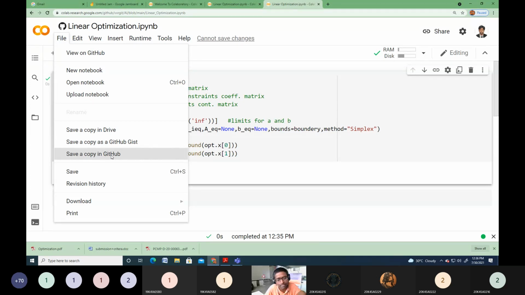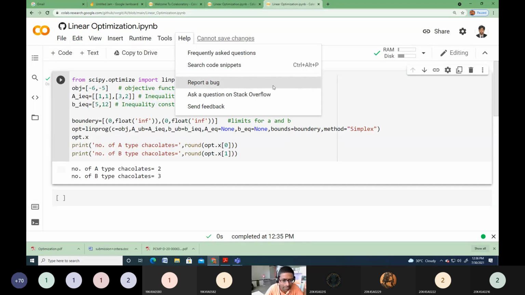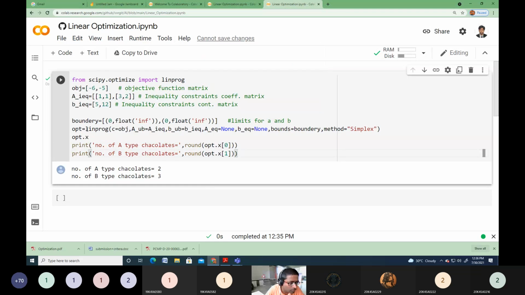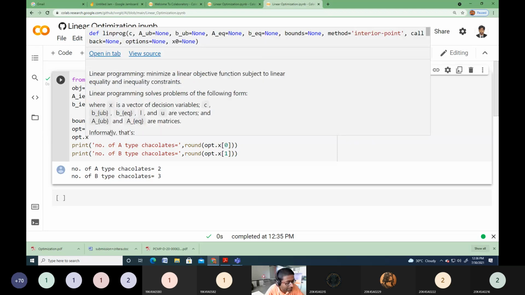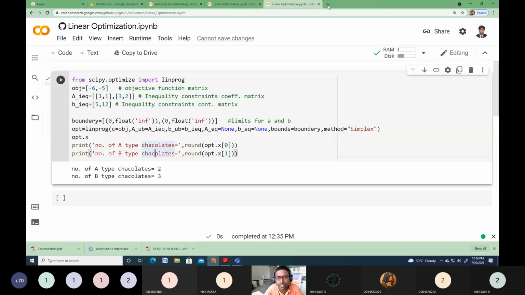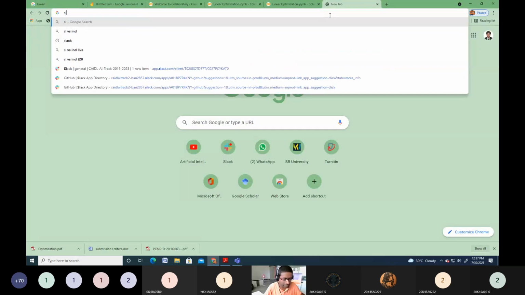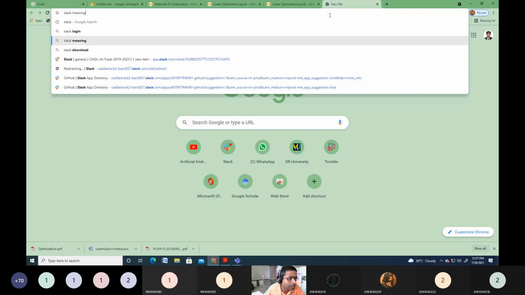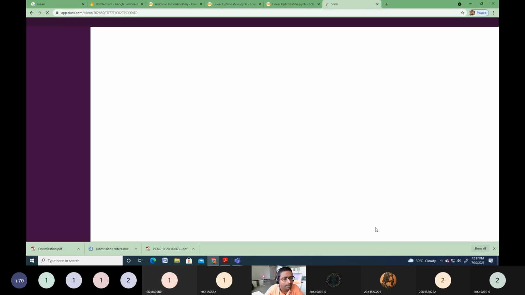Once I have free time, I will open your GitHub repository with the path that you shared, click on it, open your Colab, and try to execute it. So that's what you have to do. Hope you understand how we are using the linprog function to solve the linear optimization problem. I have already shared one assignment in Slack based on linear optimization.